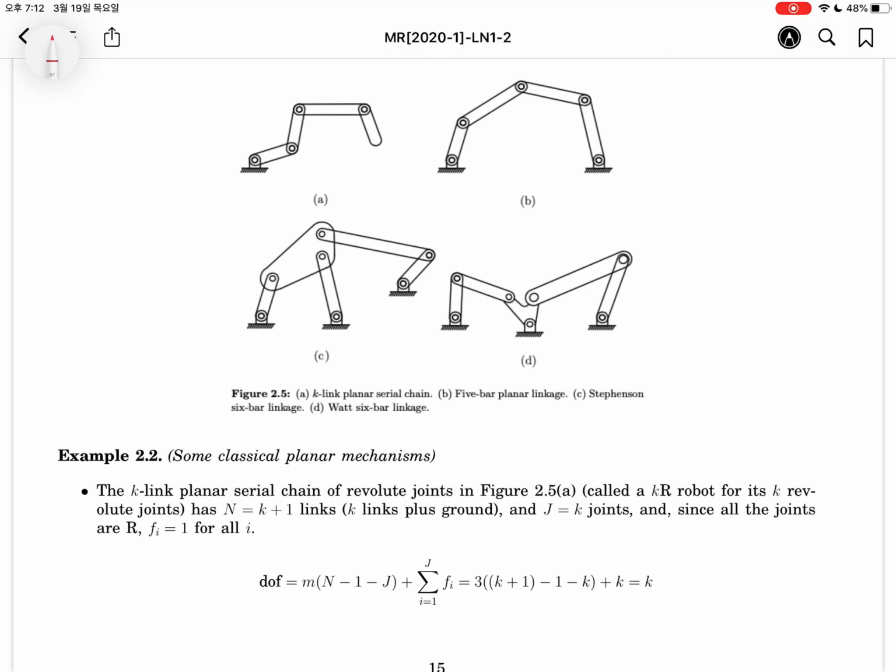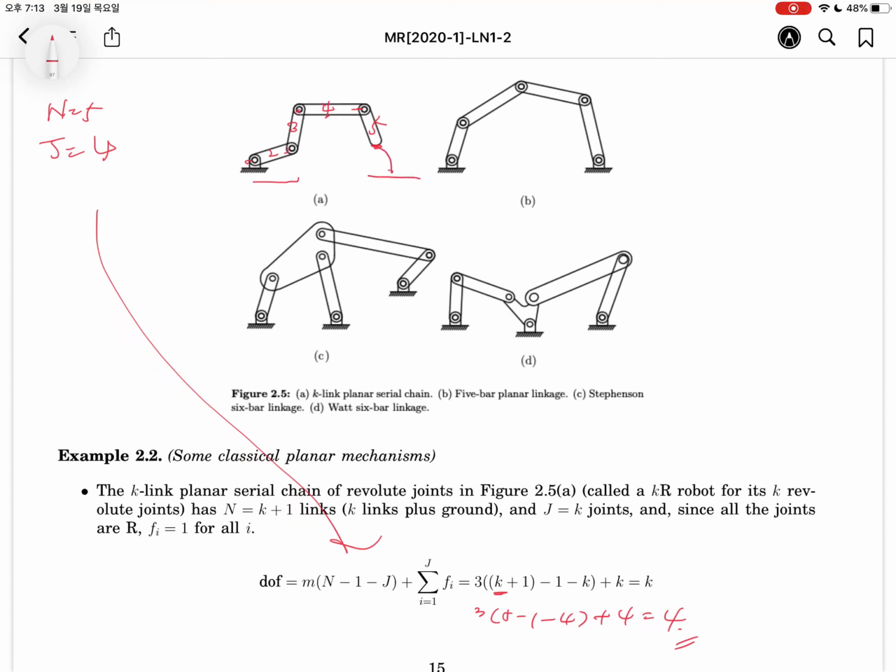Let's apply the Grubler formula. Okay, number of links: link 1, link 2, link 3, link 4, link 5. So n must be 5. How about joints? 1, 2, 3, 4. The number of joints is 4. Okay, so let's apply the Grubler formula: 3 times 5 minus 1 minus 4 plus 4. So it has 4. This 4 link mechanism has 4 degrees of freedom.